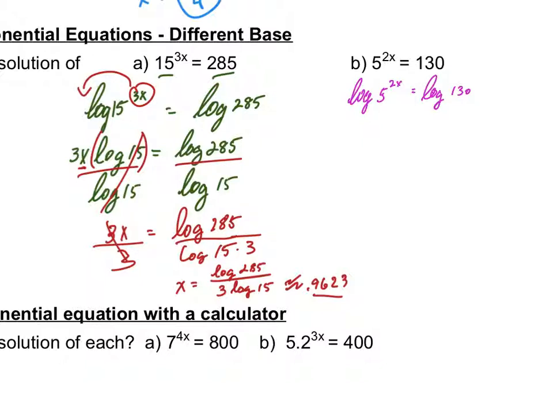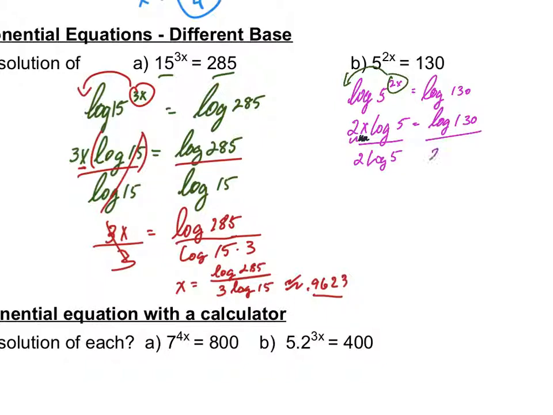Since there were no common bases for 5 and 130, hopefully you now recognize that you can do the power rule here and rewrite that. So we have 2x log of 5 is going to be equal to the log of 130. Again, trying to isolate the variable, I can divide away 2 log of 5 all at one time, and that will get my variable all by itself.